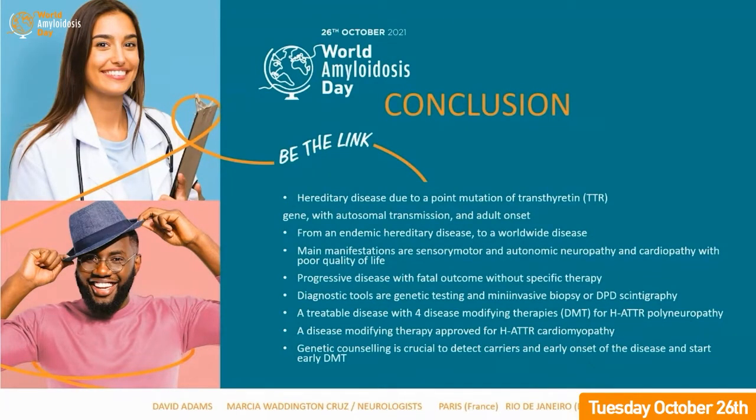This is now a treatable disease with 4 disease-modifying therapies for ATTR polyneuropathy, and there is one disease-modifying therapy approved for ATTR cardiomyopathy. Genetic counseling is crucial to detect carriers, an early onset of the disease, and start early disease-modifying therapy.